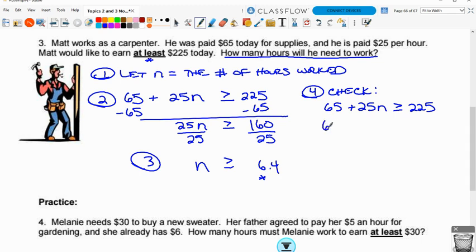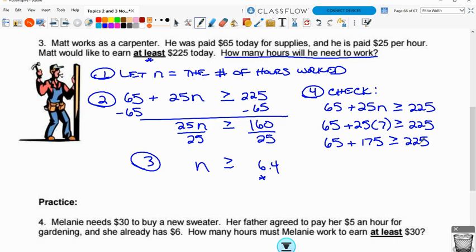So I'm going to use 7. 65 plus 25 times 7, is that greater than or equal to 225? Hopefully it is. Well, if we multiply 25 by 7, that's going to give us 175. So 65 plus 175 is greater than or equal to 225.